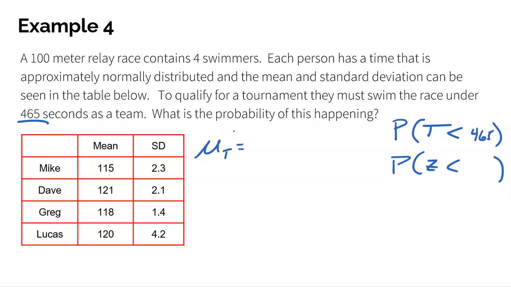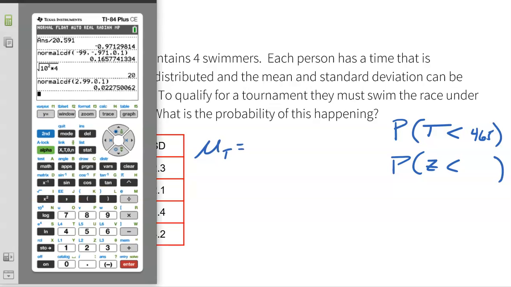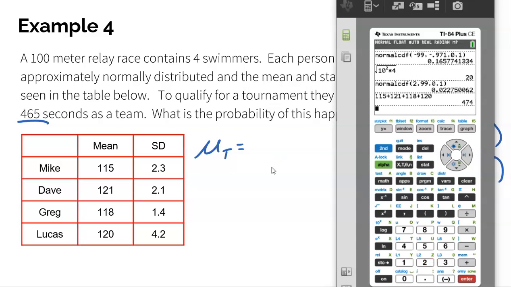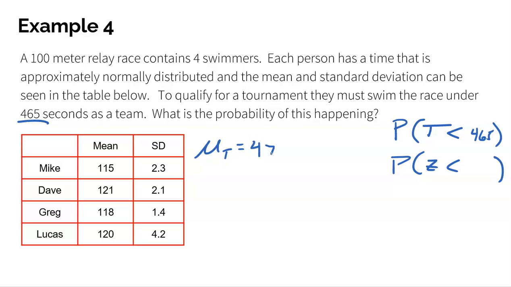Well, that's easy. I'm going to take Mike's score of 115, add Dave of 121, add Greg of 118, and add Lucas of 120. And I get a total of 474 seconds. So that's what they should expect to take. So they're going to have to all put on their best scores here to hopefully get lower, because they need to get under 465. But what about the standard deviation for their total?